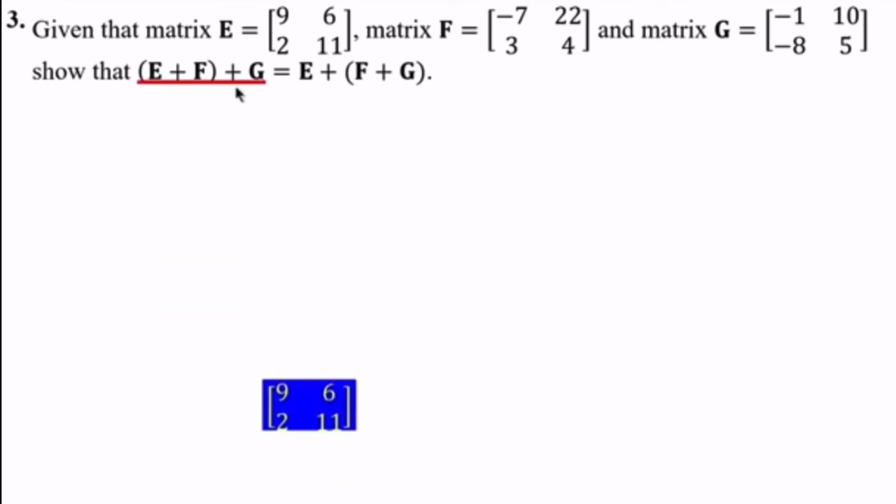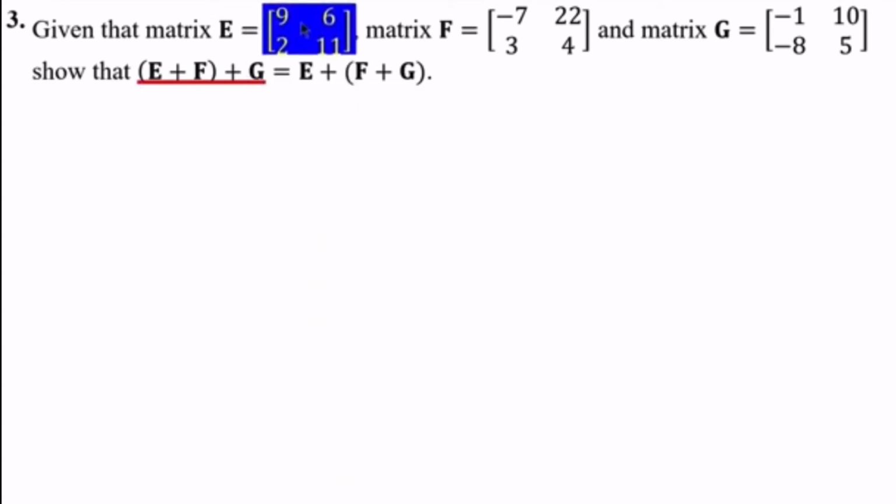So let's see number 3. Given the matrix E is equal to 9, 6, 2, 11, and matrix F is negative 7, 22, 3, 4, and matrix G is negative 1, 10, negative 8, and 5. So show that E plus F plus G is equal to E plus bracket F plus G. So now let's do it together. We have E plus F plus G. So E plus F with the bracket, so we'll do the one with the bracket.